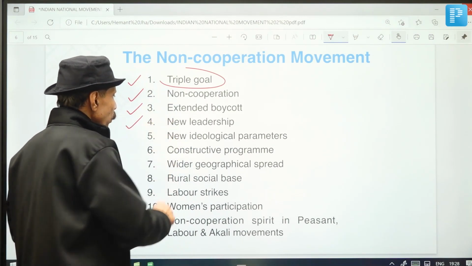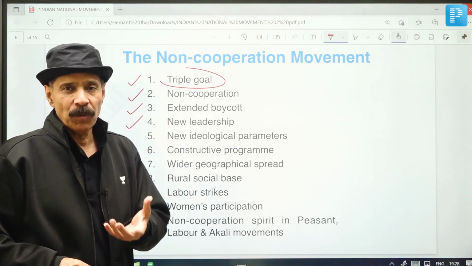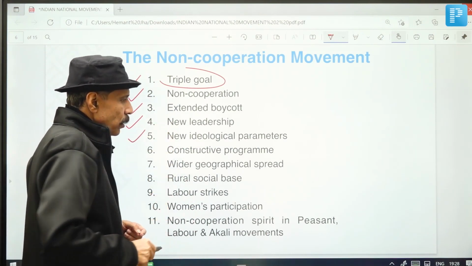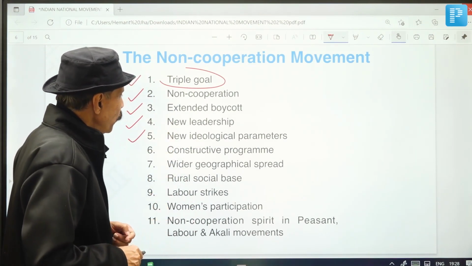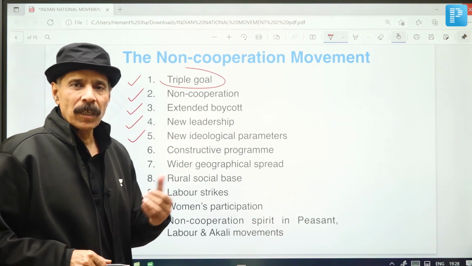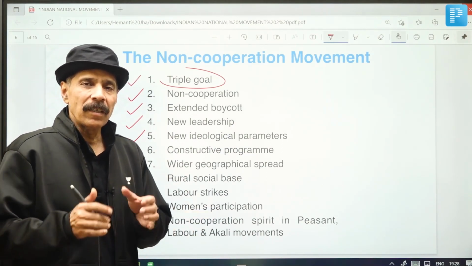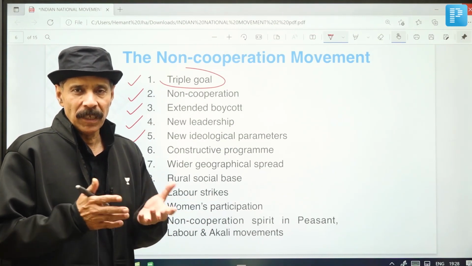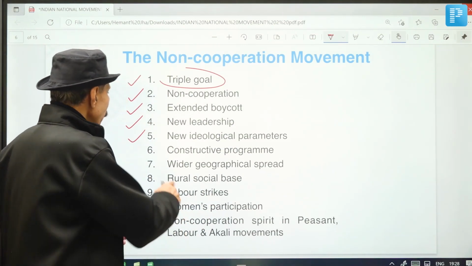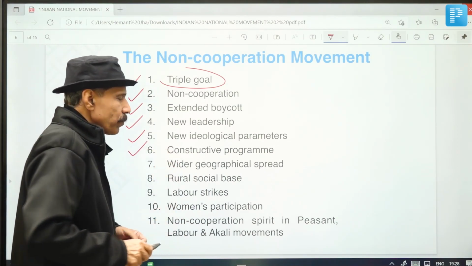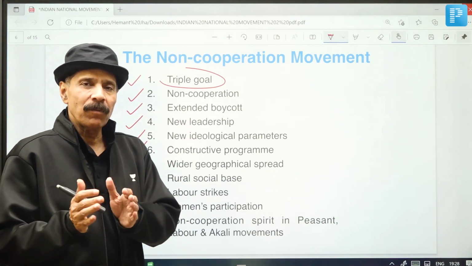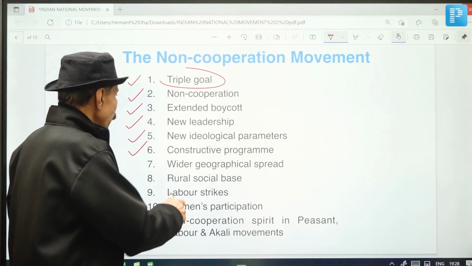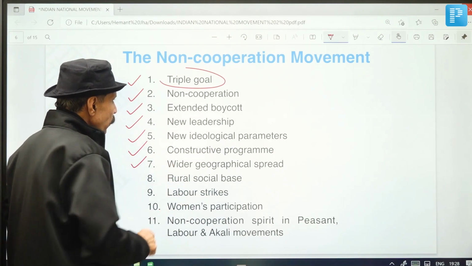Fourth, new leadership, and that was the leadership of Mahatma Gandhi. Next is new ideological parameters. And new ideological parameters were the Gandhian ideas: satyagraha, non-violence, means and end. Next is constructive program. Constructive program was a very important part of this movement, what I have discussed. Next is wider geographical spread.